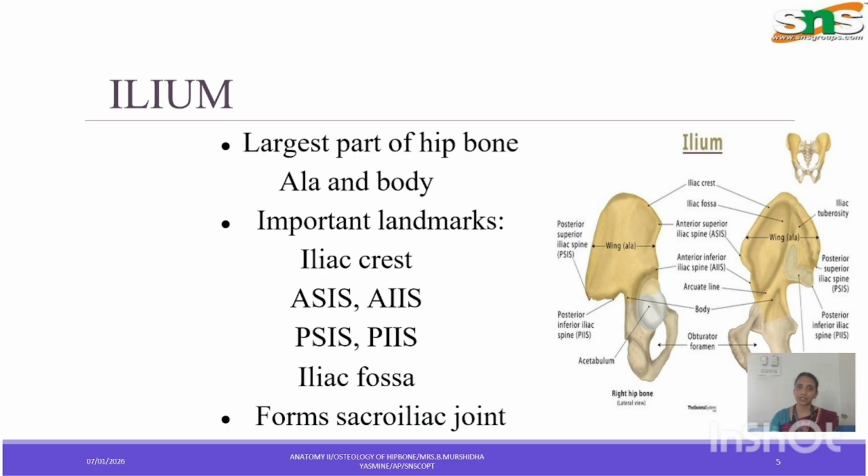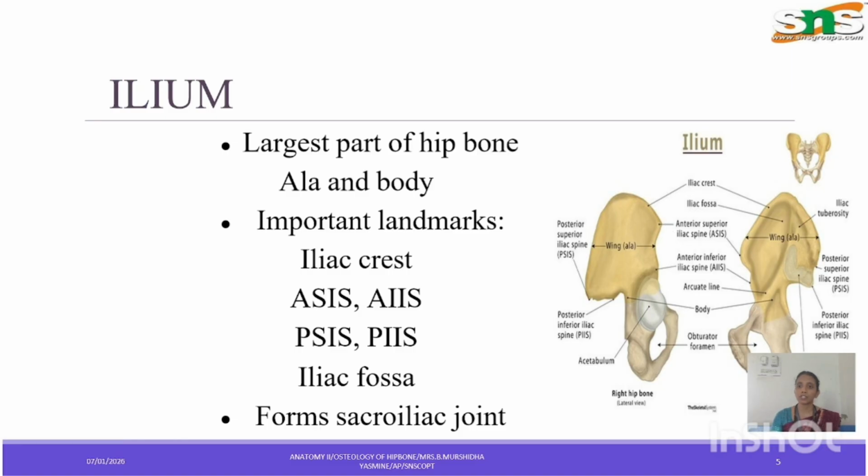So, coming to the actual structures of the hip bone, the first major structure is the ilium. This ilium is shown in this picture, where the color is darkened. This wing-shaped structure is the ilium, which is the largest part of the hip bone. It is called the ala or body. The important landmark in the ilium is the iliac crest, the outer border of the ilium.